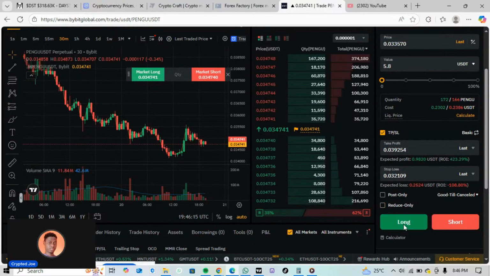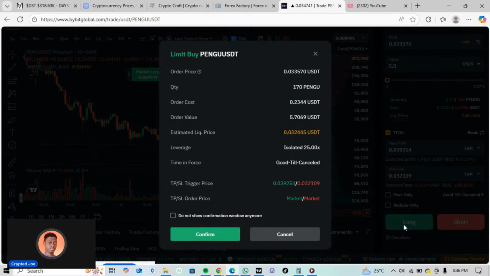So it's a long trade. I'll click on long. Now, your confirmation window will pop up. You understand? So these are all the credentials of that trade, or your signal. This is your entry order price, which is 0.033570. You are telling Bybit that once the value of that particular asset comes to this price, it should take you into the trade at that particular market price.